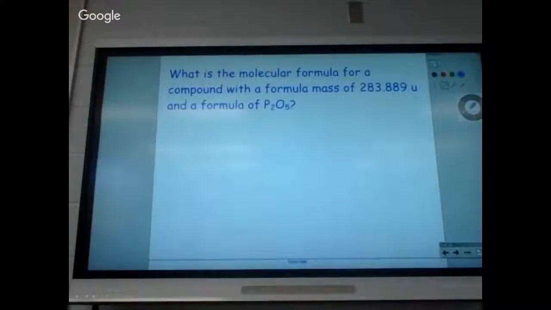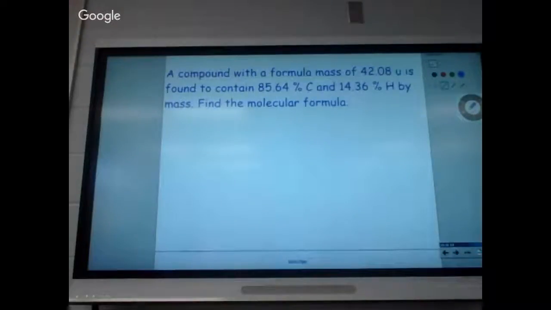All right, so what do we do? Do we have the two things we need? Yes. So this is the simple version. You have the molar mass, you have the empirical formula. If I flip ahead a couple steps, this is the complex version.